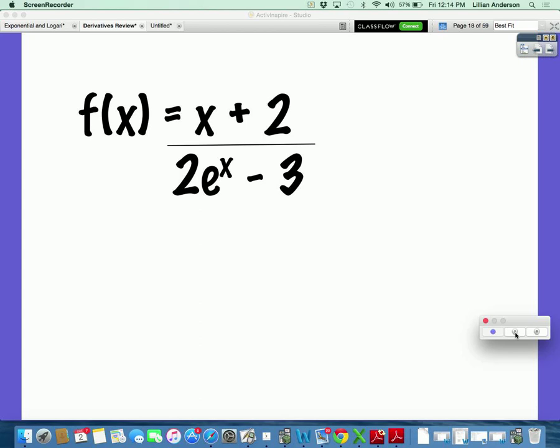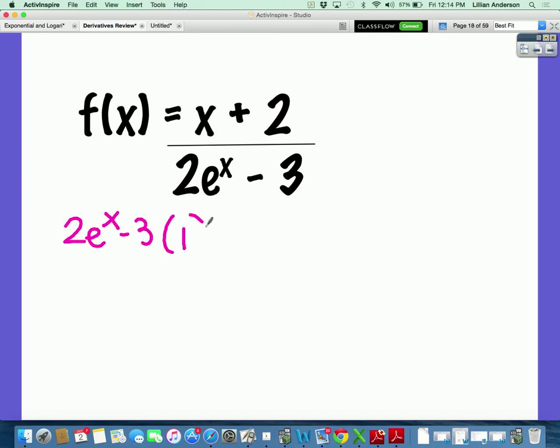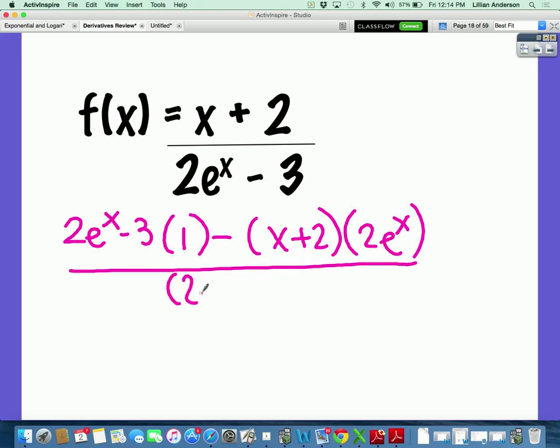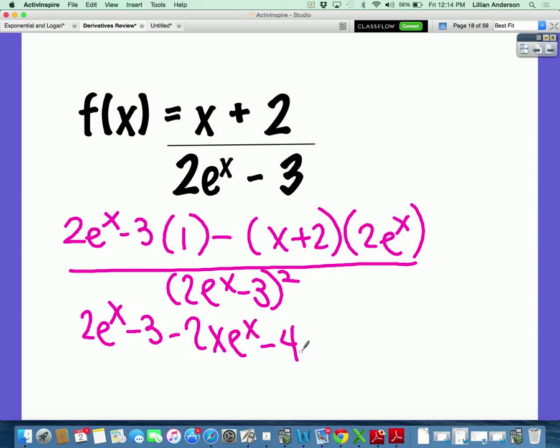Let's find out. Here we go. We have low, d high, minus high, d low, which is actually just going to be 2e to the x, all over low, low. So we basically have one 2e to the x minus 3 cancel, right? Minus 2x e to the x minus 4e to the x. Yeah, I got that one. That's my answer.